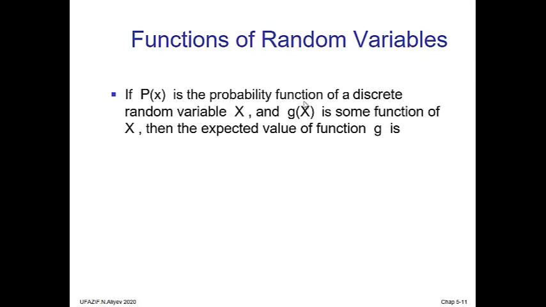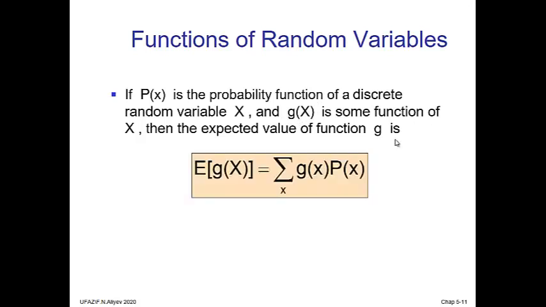Sometimes instead of x, we consider a function of a random variable. If p(x) is a probability function of a discrete random variable x, and g(x) is some function of x, then the expected value of the function g(x) is calculated using this formula. Here you see we want to calculate the expected value of g(x), and what is the difference? Instead of x, we take g(x), and because probability doesn't change, we just multiply by p(x). Remember this formula. We will use it for homework questions.